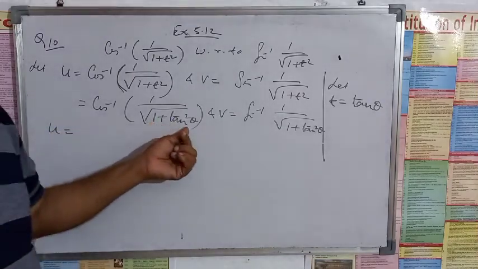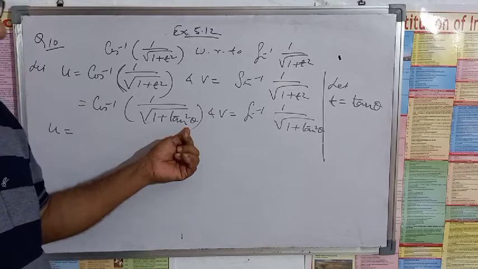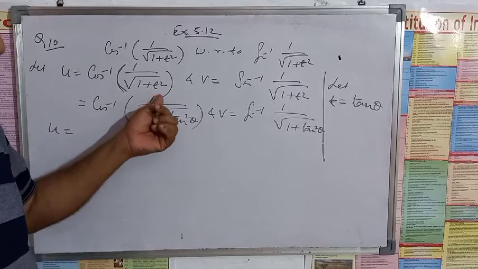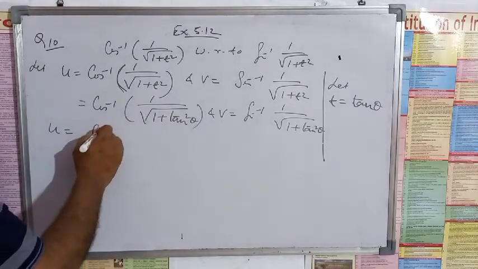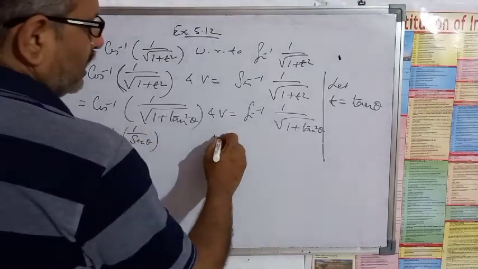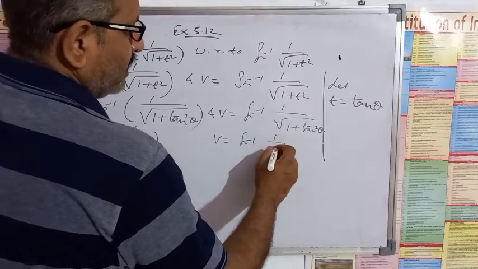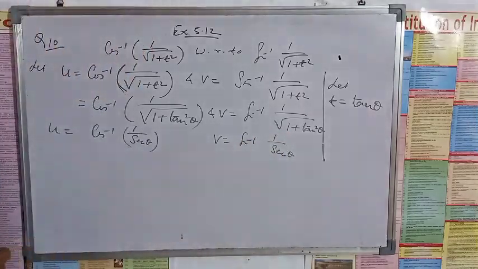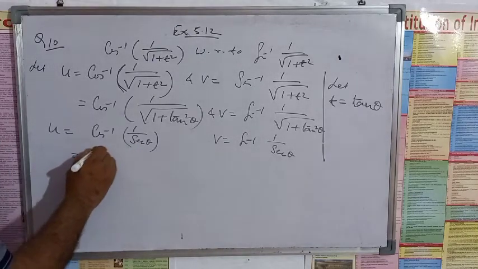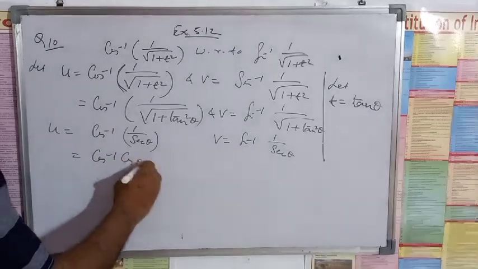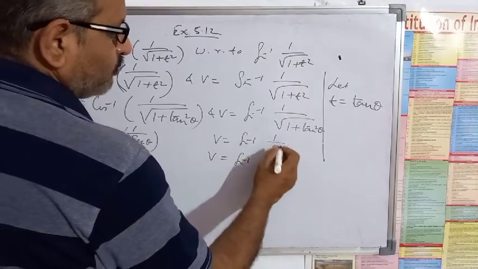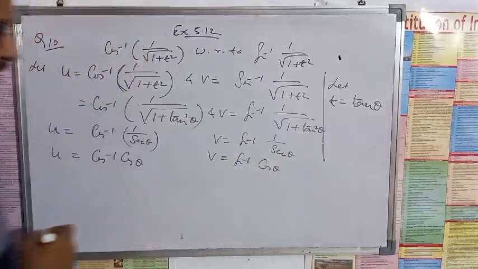We know that 1 plus tan square theta is sec square theta. When we take the square root, it will be 1 upon sec theta. So cos inverse 1 by sec theta, and here v is equal to sine inverse 1 by sec theta. And 1 by sec theta is what? Cos theta. So it is cos inverse cos theta, and here v is equal to sine inverse cos theta.